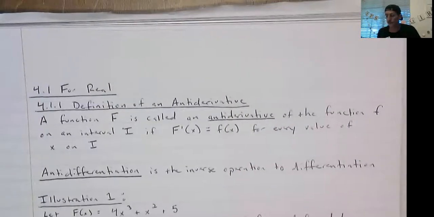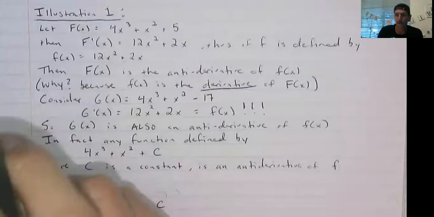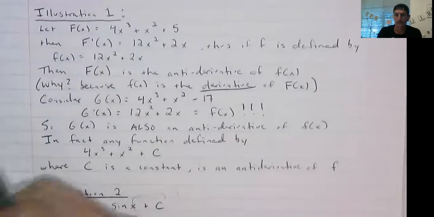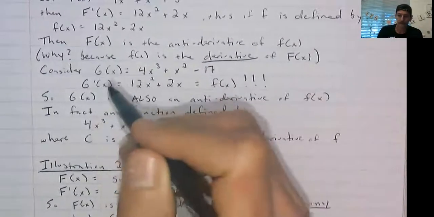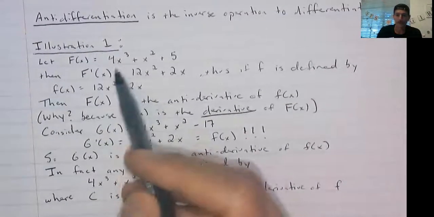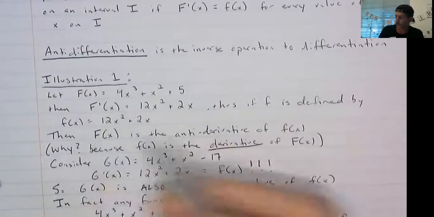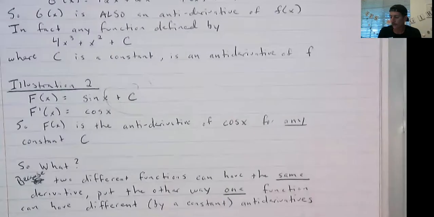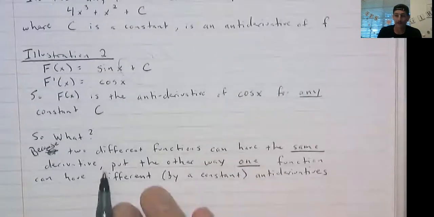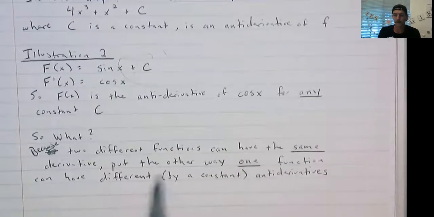And with that, what we saw in our first section was that a function has one derivative. Okay, you have a function, you differentiate, you come up with one outcome. A function can have multiple antiderivatives. And we saw that with our first illustration, that because both big F and big G yielded the same derivative, they both act as antiderivatives to that function. And that's sort of where we left off yesterday, was that two different functions can have the same derivative, or the other way, one function can have different antiderivatives, but just by a constant.